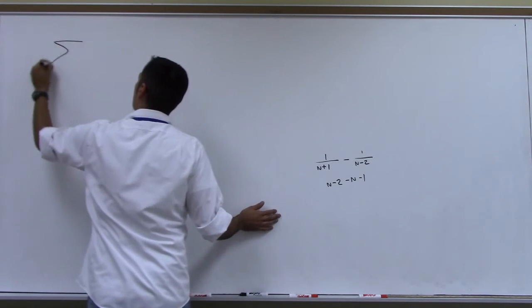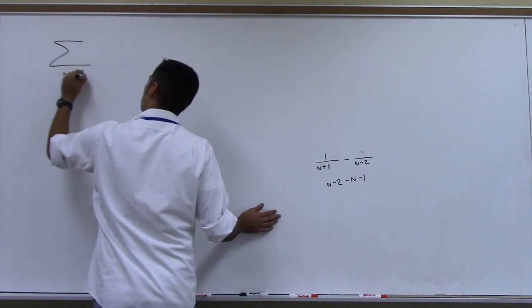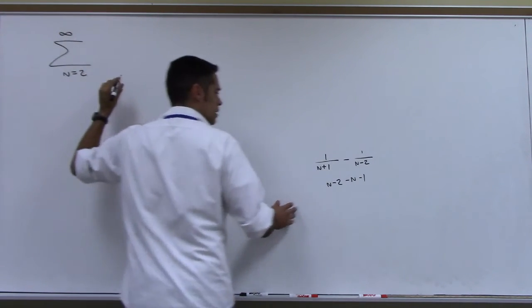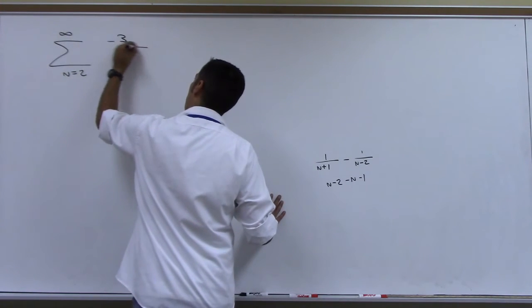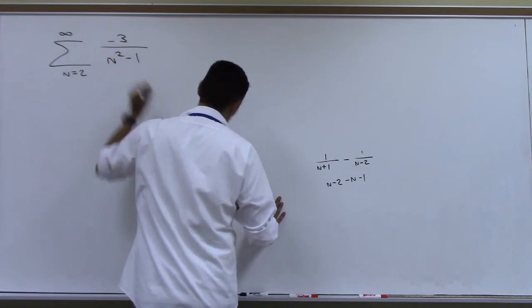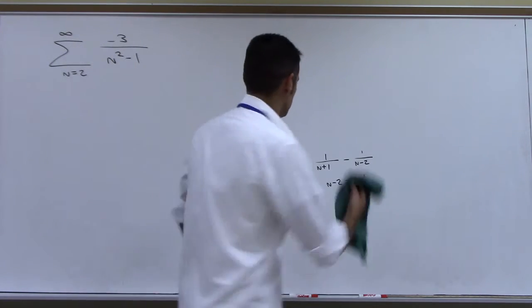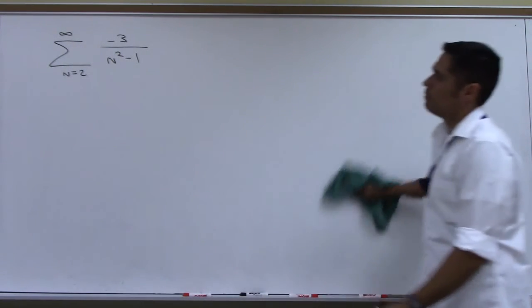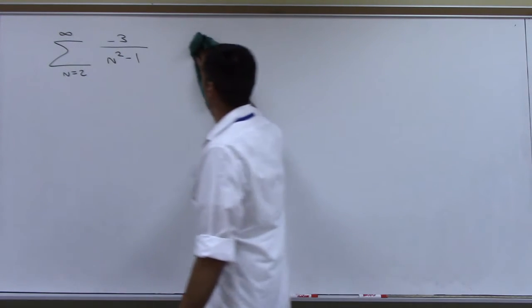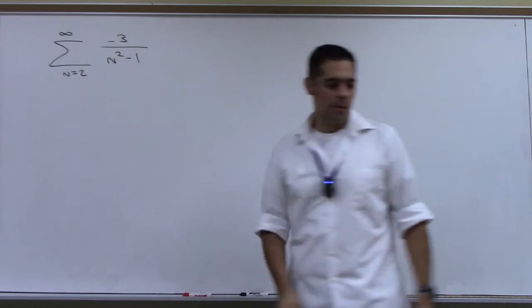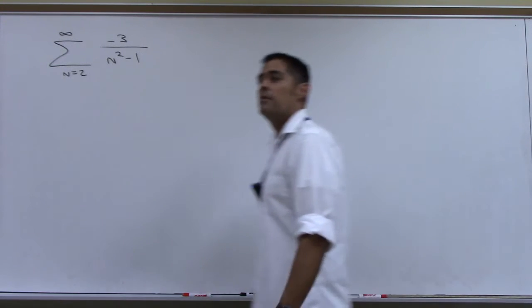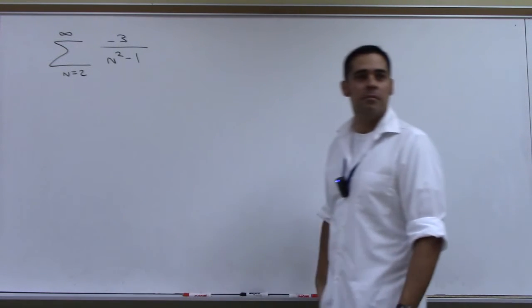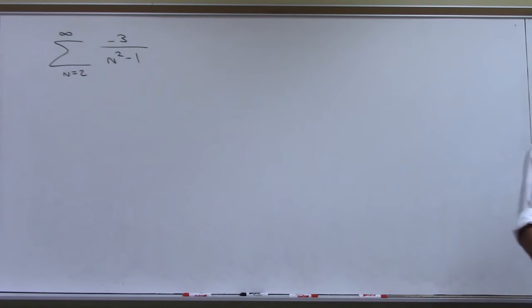Sum n equals 2 to infinity of negative 3 over n squared minus 1. Instructions here: find the sum. So I'm hinting to you that it does add up to be something.